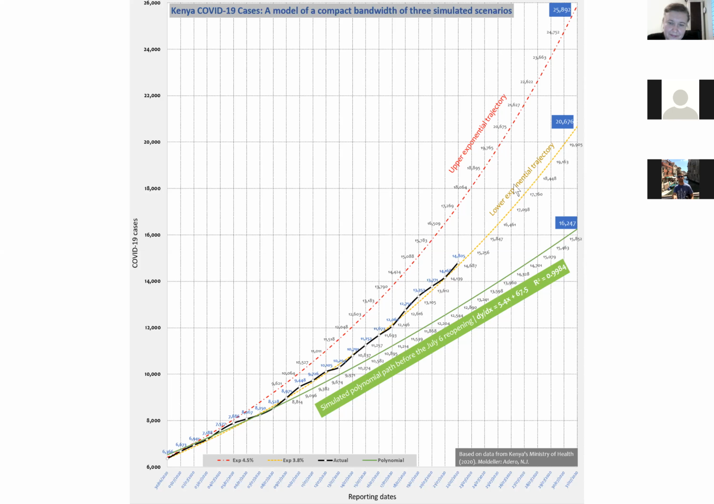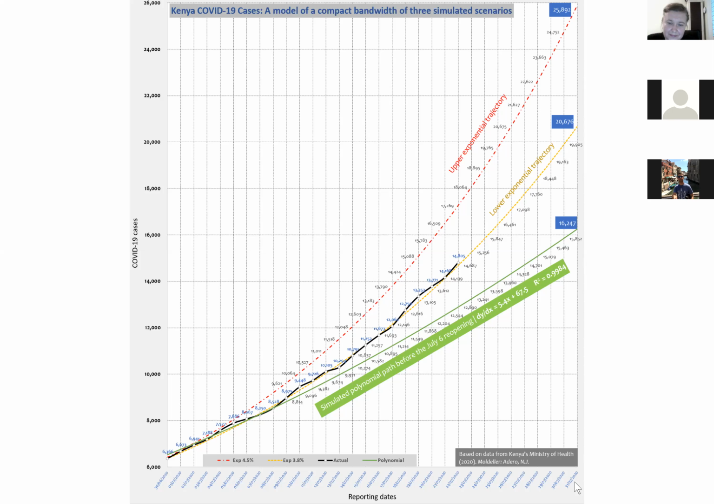And what I call the yellow line is the lower trajectory, if you are expecting the cases to grow by 3.8% per day. But if things go worse, we can go up to 4.5% per day from what we observed from previous data.